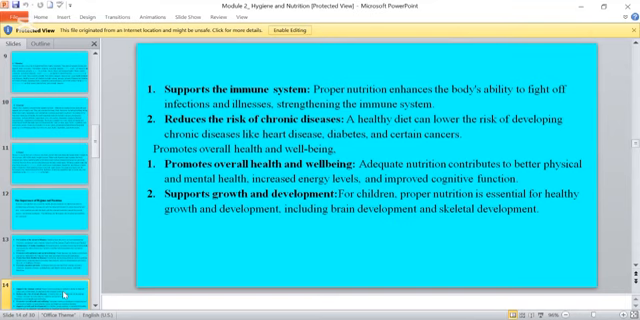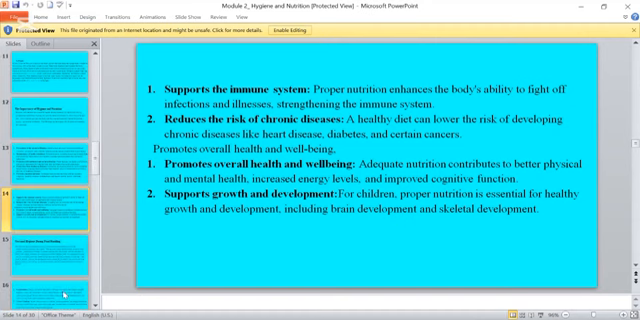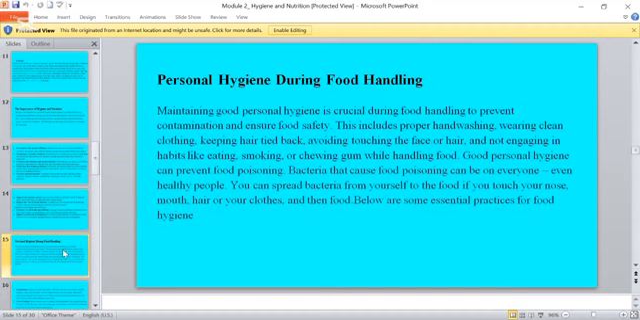It also supports growth and development, because for children, proper nutrition is essential for healthy growth and development, including brain development and skeletal development. So let's look at personal hygiene during food handling.